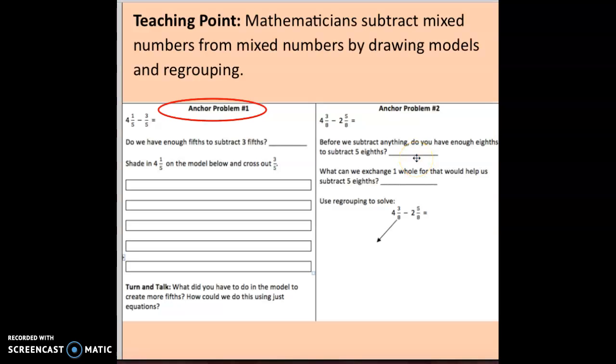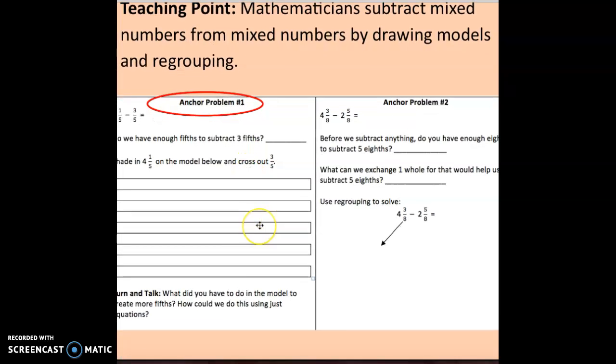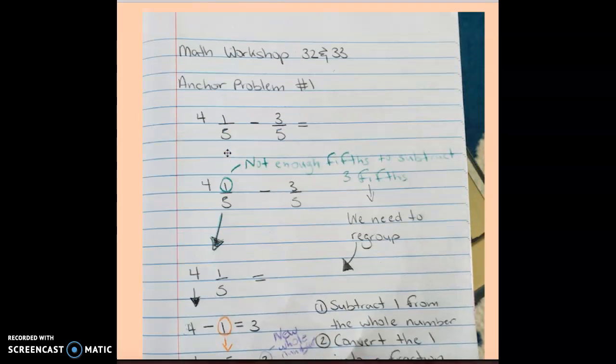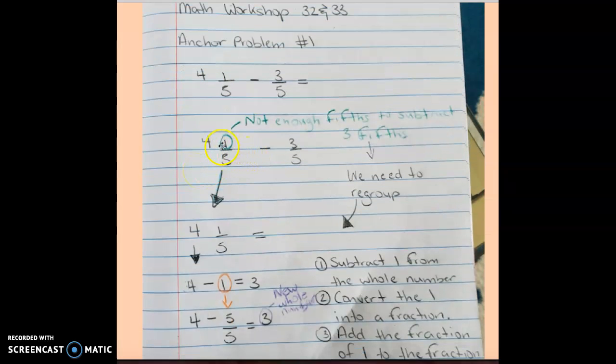All right, so anchor problem number 1, we have an expression and it says 4 1/5 minus 3/5. So you want to think first, do we have enough fifths in the minuend to subtract the 3/5? So I did this work here in my notebook, which is where you're going to be doing all of your work as well, okay? So the first thing we want to think of are there enough fifths? So we do not have enough fifths in the minuend, and so we have to regroup.